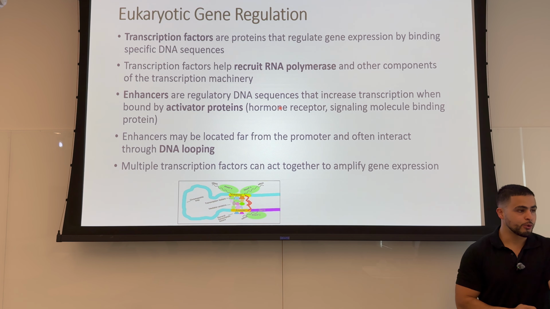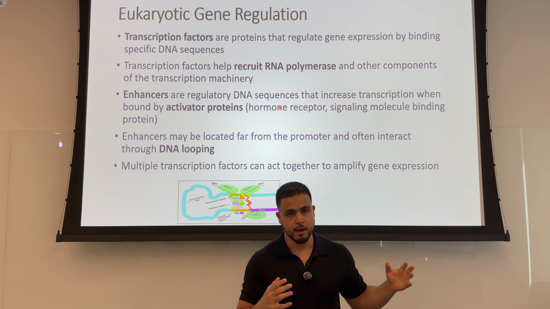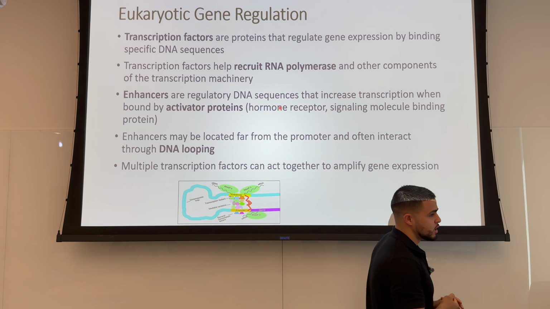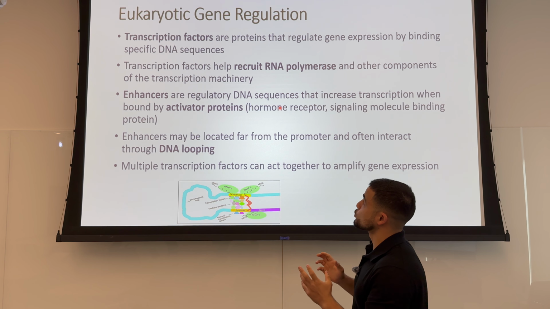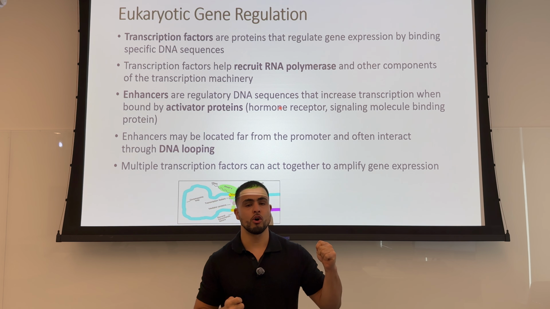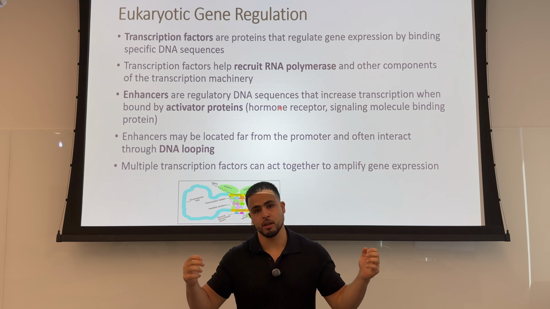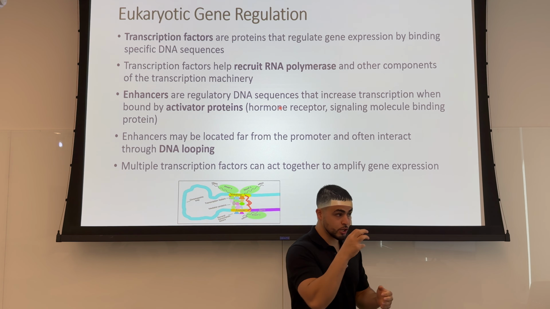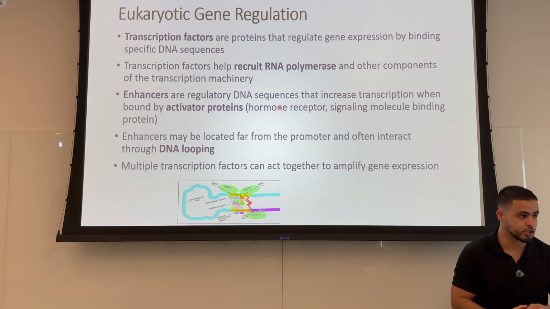Okay, now let's talk about eukaryotic gene regulation. And as I mentioned, this is a bit more straightforward than prokaryotic gene regulation. So in the case of eukaryotic gene regulation, you're going to rely on transcription factors. You can think of them as binding on one end to a DNA sequence and on the other end recruiting RNA polymerase to come and bind and transcribe that specific gene.